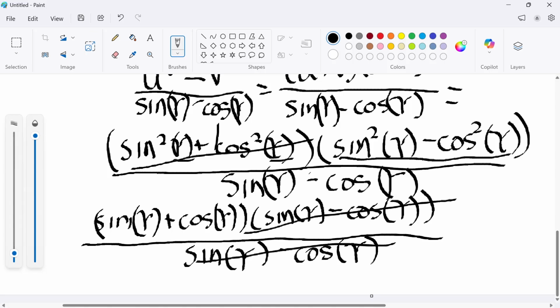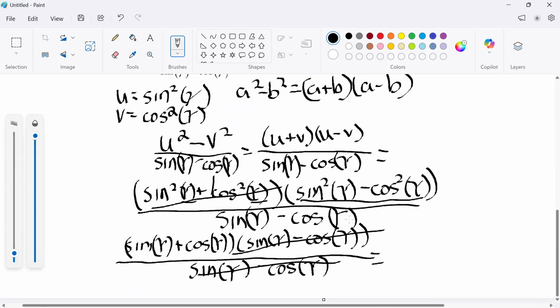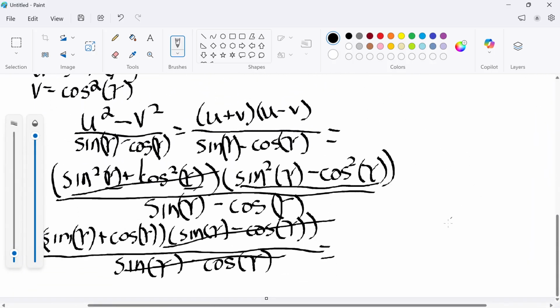Those cancel out, and all I'm left with is... not enough room. Oh, I guess I do have enough room. I just have to move it over a little bit. See if I can manage to move it over.